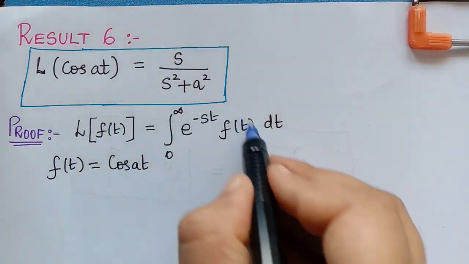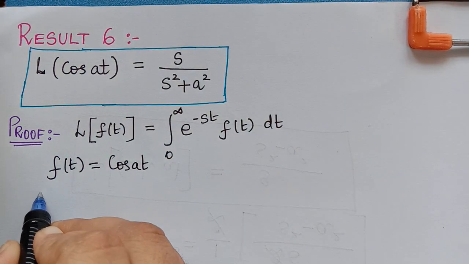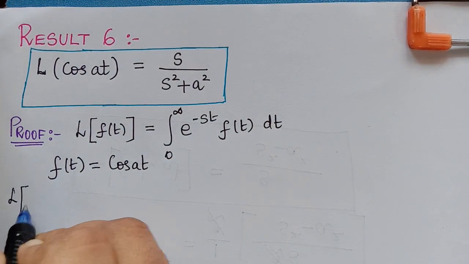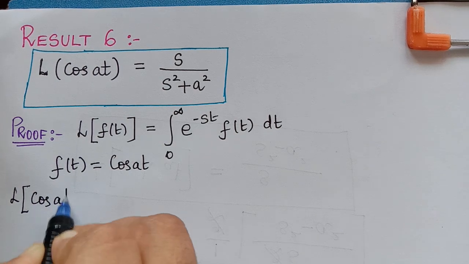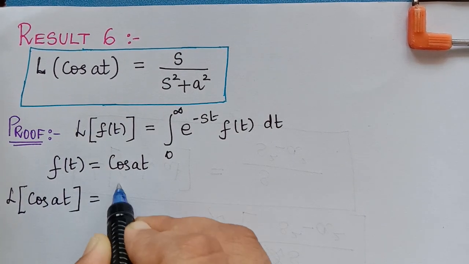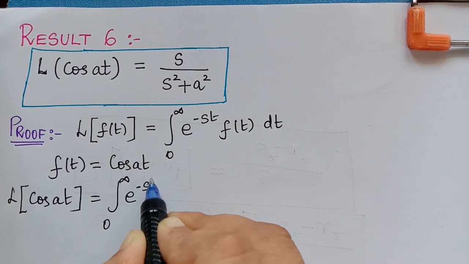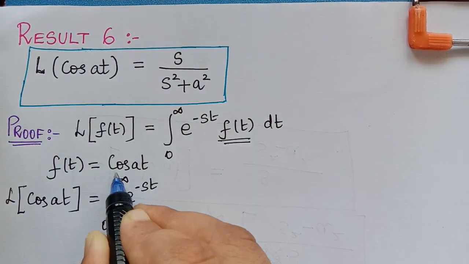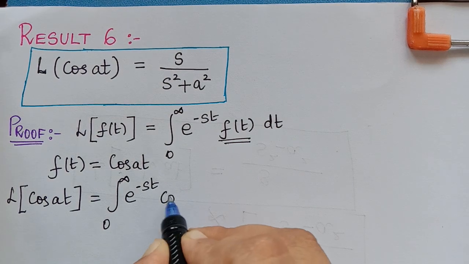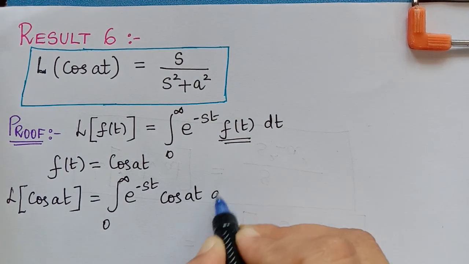So therefore, we apply this formula and we obtain L of cos at is equal to integral 0 to infinity e to the power negative st, and what is f of t? Cos at. So it will be cos at dt.